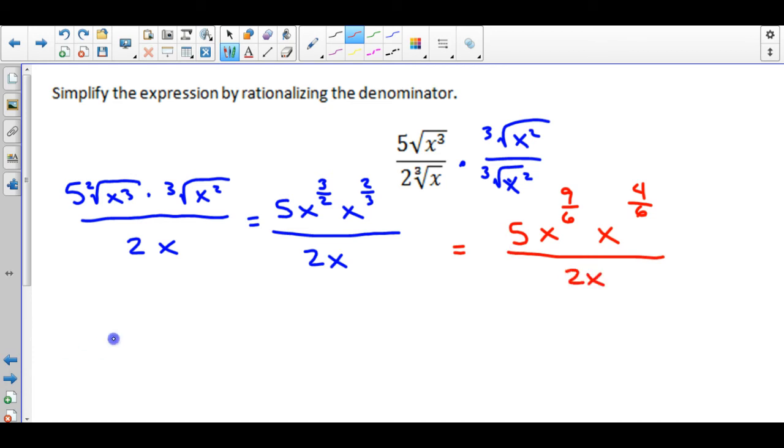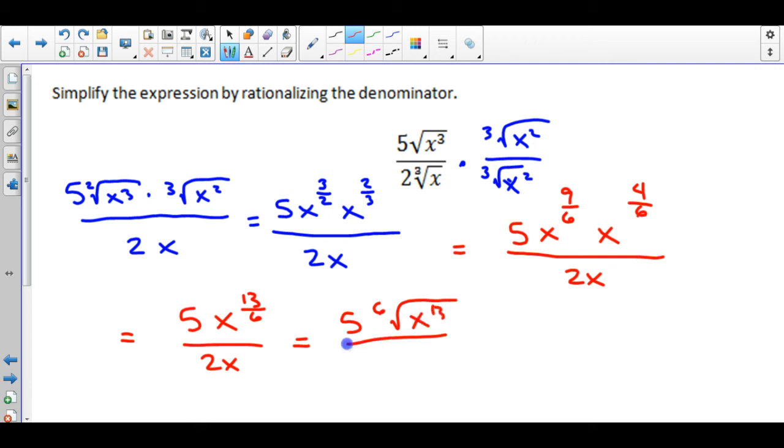And I'm going to go a step further now, and we're going to simplify these by adding them together. So I get 5x to the 13 over 6 all over 2x. And the madness still keeps going. The next thing is to write it in radical form instead of exponential form. So the 6 goes to the index of the radical. So 5 times the 6th root of x to the 13th power all over 2x.